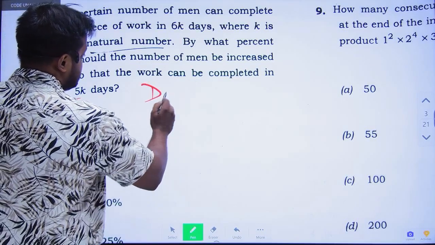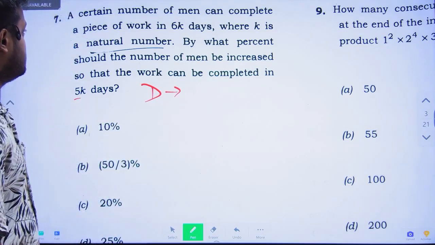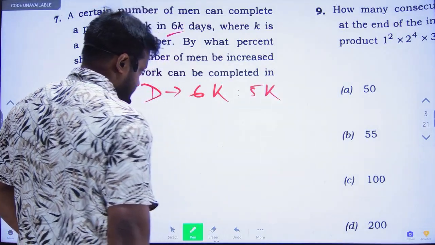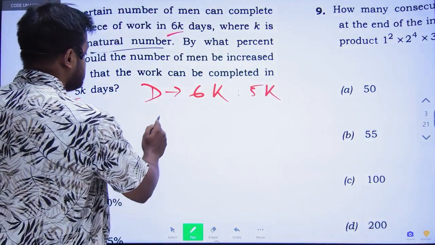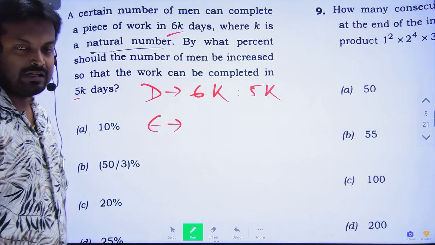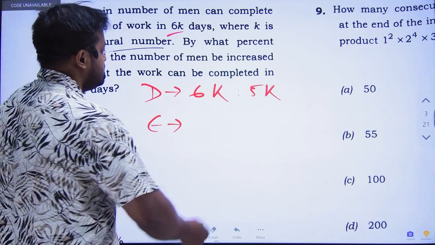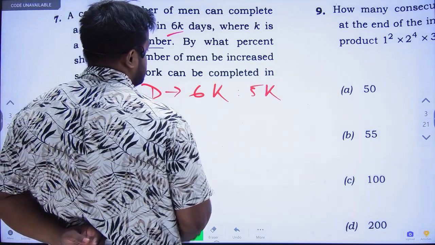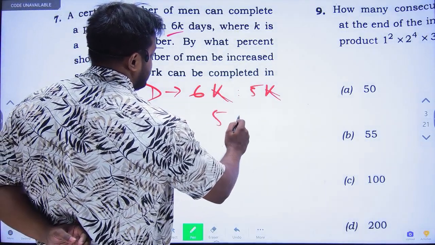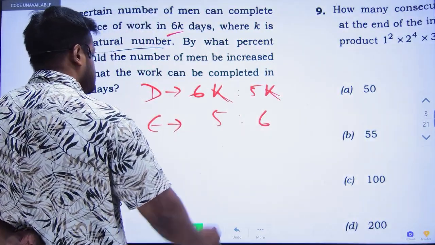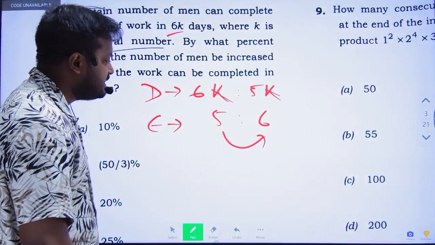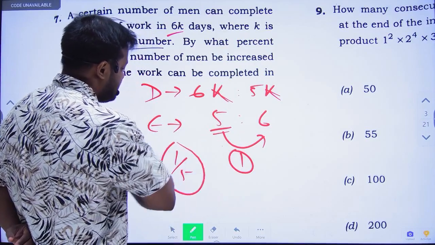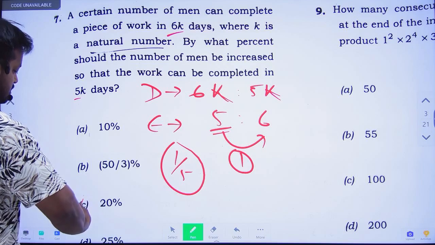Okay, see students, days ratio I'll write. It was 6k, now we need to do it in 5k days. Fine. So efficiency would be inversely proportional, right, as work is constant. Days, time and efficiency are inversely proportional as work is constant. So efficiency has to be 5:6. Fine. So 5 to 6, the increase is 1 on the base of 5. So this is 1 by 5, which is 20%. Option C is correct.